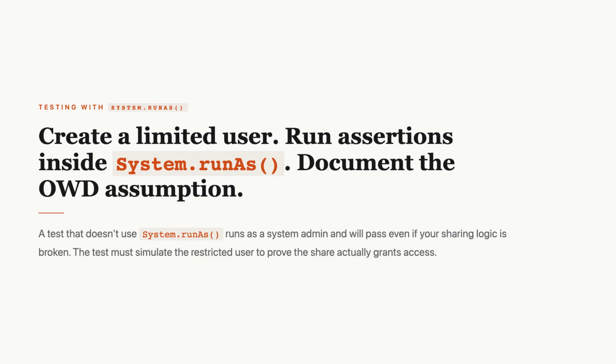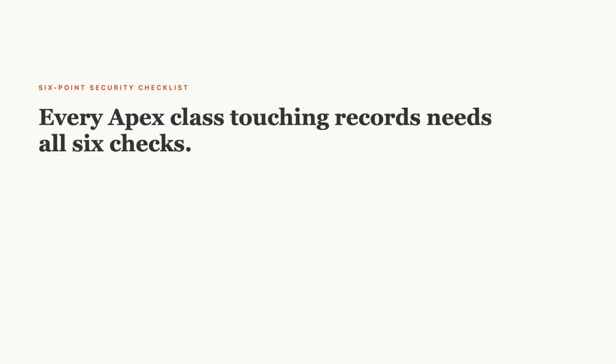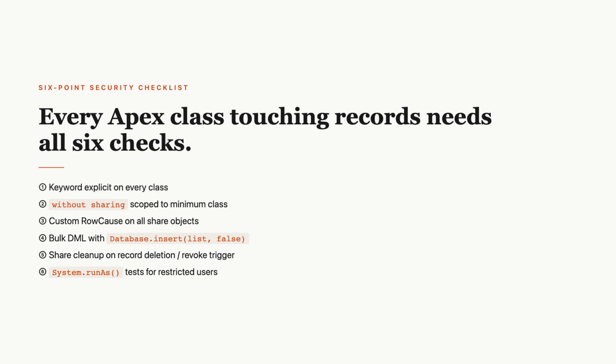Before shipping any Apex class, run through 6 checks. 1. Every class has an explicit sharing keyword, no implicit system context. 2. Without sharing classes are small, scoped, and contain no SOQL returning data to a UI. 3. Apex managed sharing uses a custom row cause, not manual. 4. Share records are inserted in bulk using a single DML call, never inside a loop. 5. Share records are deleted when the underlying business relationship ends. Do not leave orphaned rows. 6. Tests use system.runAs to assert behavior from the perspective of a limited user. Pass all 6 before the PR is reviewed.